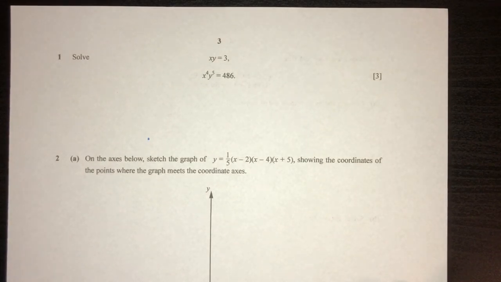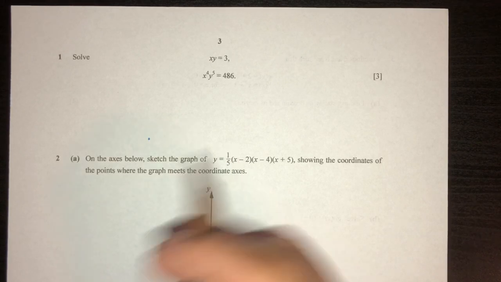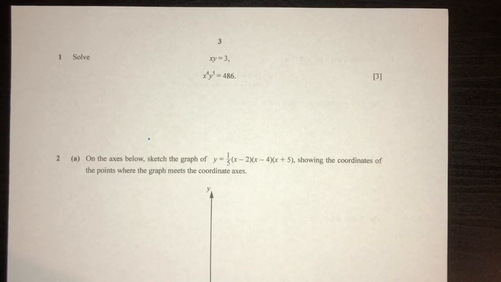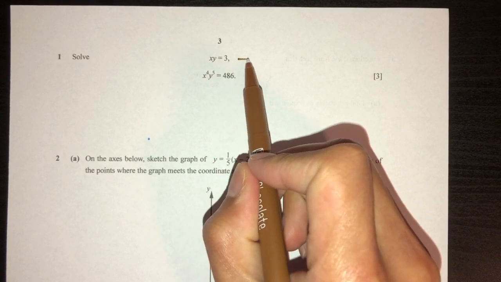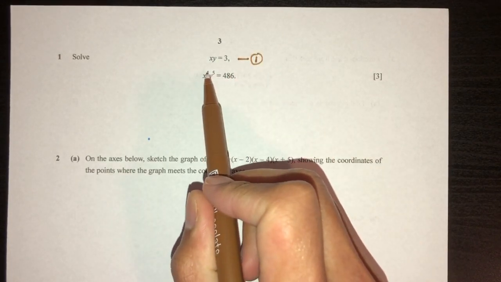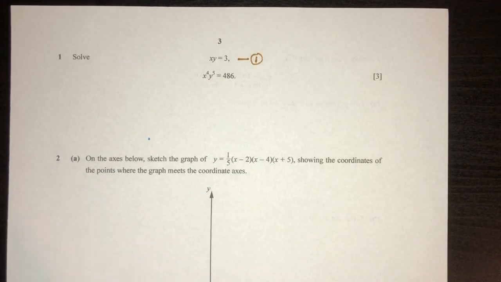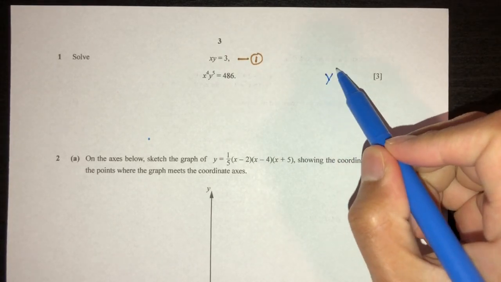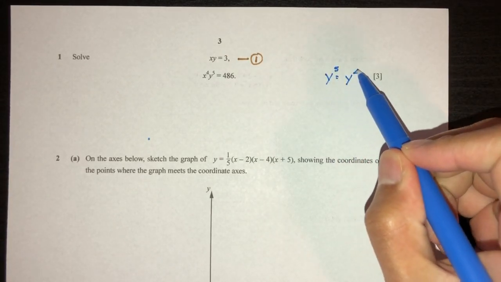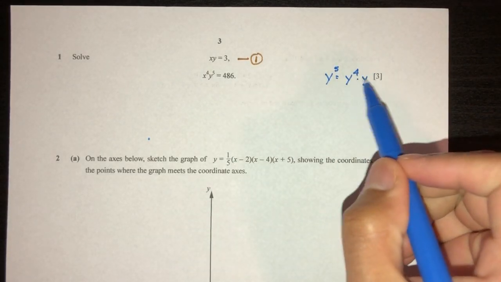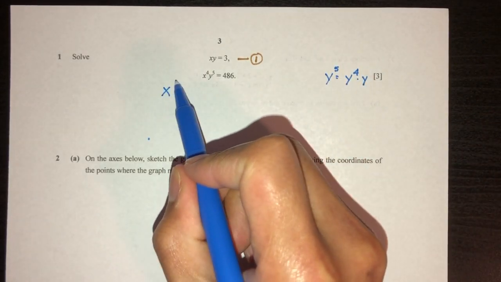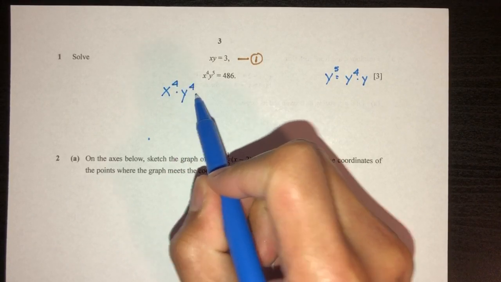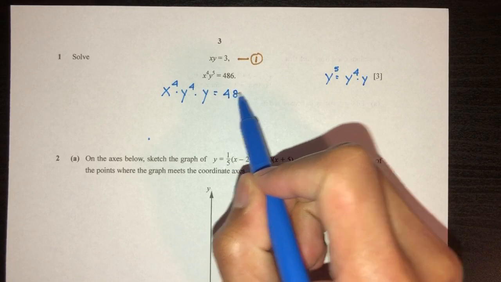First one here we have solve xy equal to 3, and then we have x power 4 y power 5 equal to 486. So basically we have to find the values of x and y. Here we have xy, this is our first equation, and here we have x power 4 y power 5. Now you have to think, how can we use the first equation in this one? If you observe, what is y power 5? It is equal to y power 4 times y. Now replace that back in here. You will have x power 4 times y power 4 times y is equal to 486.